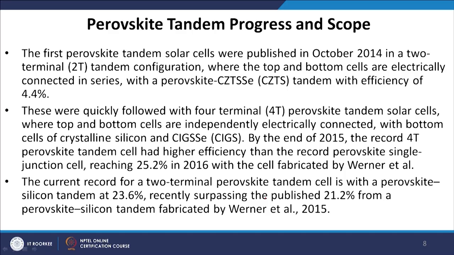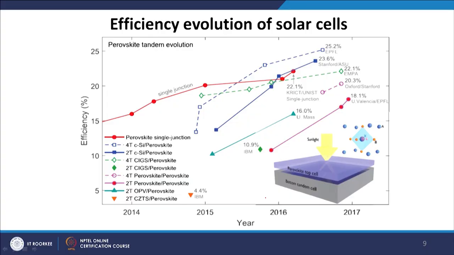Recently, surpassing the published 21.2% from a perovskite silicon tandem fabricated by Warner et al. in 2015. So, even this silicon perovskite tandem solar cell has the potential of crossing the efficiency of almost any single junction solar cell. Now, this chart we have also discussed earlier in the beginning of the lecture, when we talked about the different generations of the solar cell.